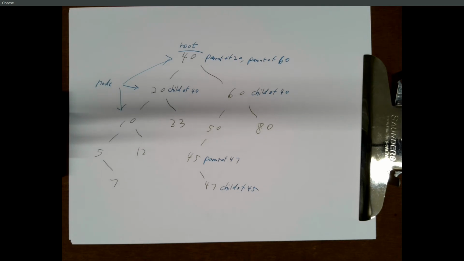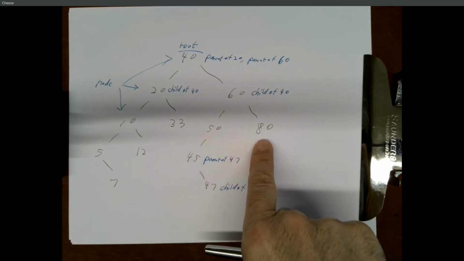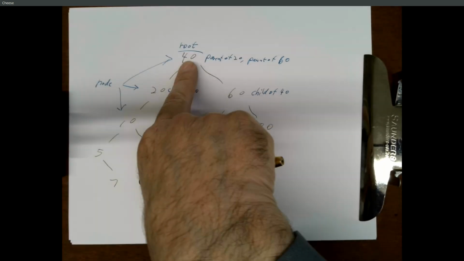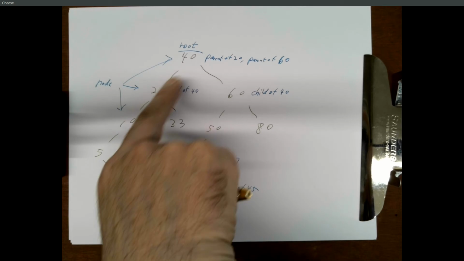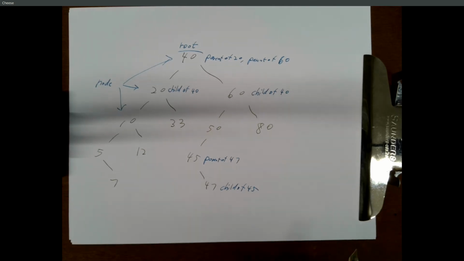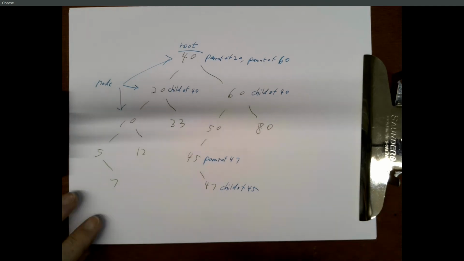And not every node has children. 80 has no children. Every node has a parent except for the root. The root has no parent, but every other node in here has a parent. And it has exactly one parent. So this kind of makes some sense maybe. All right.